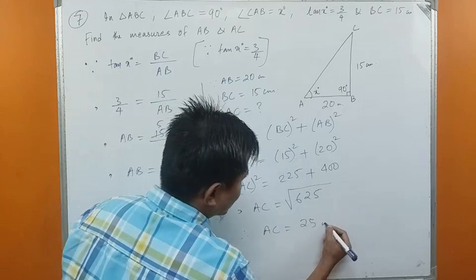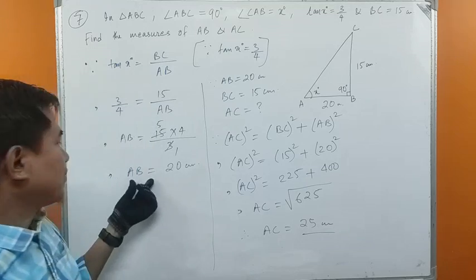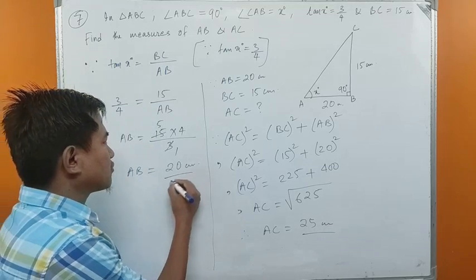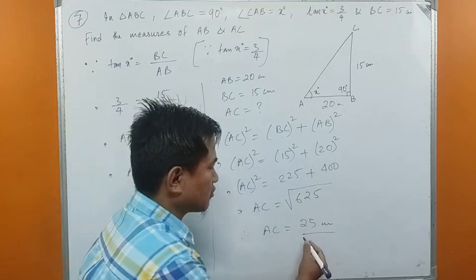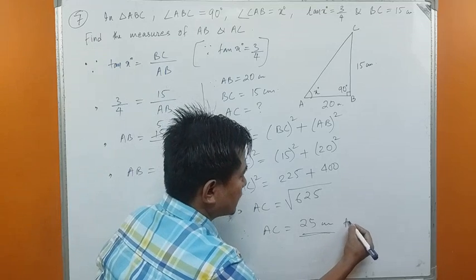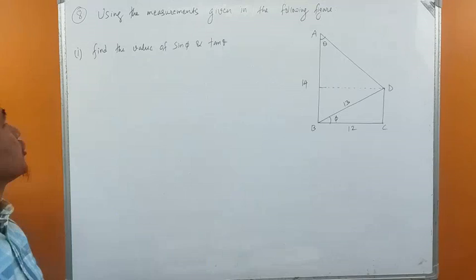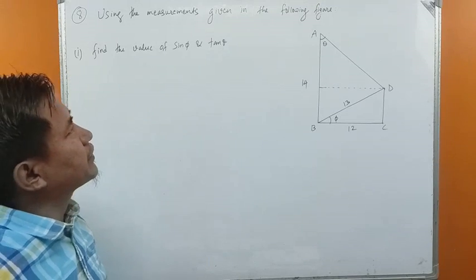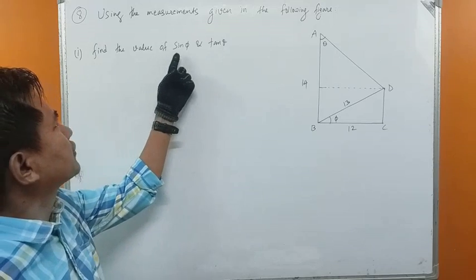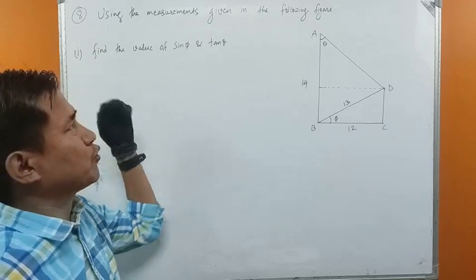So we were asked to find AB and AC. The value of AB is 20 centimeter and the value of AC is 25 centimeter. So this is the answer for question number 7. Let's do question number 8. Question number 8, using the measurements given in the following figure, find the value of sine phi and tan theta. This is question number 1 of 8.